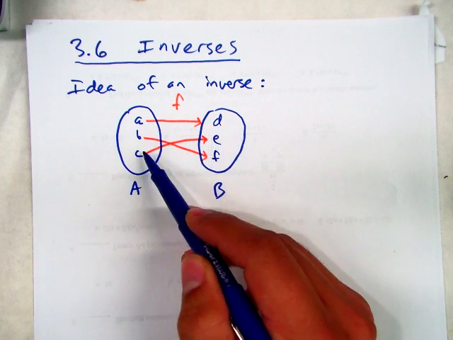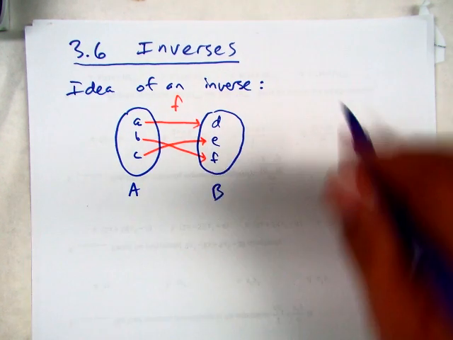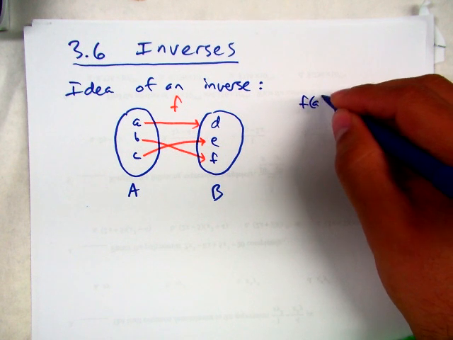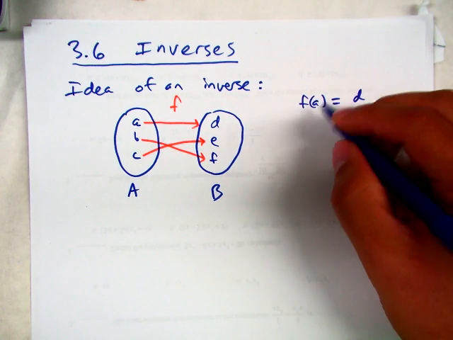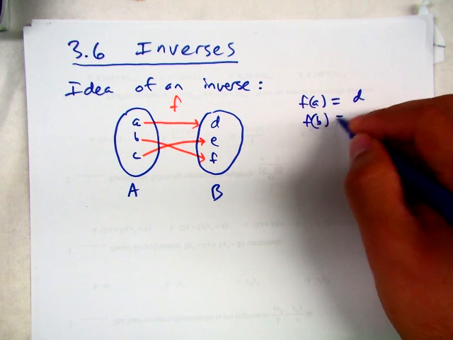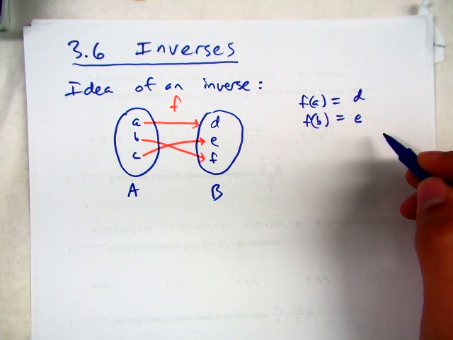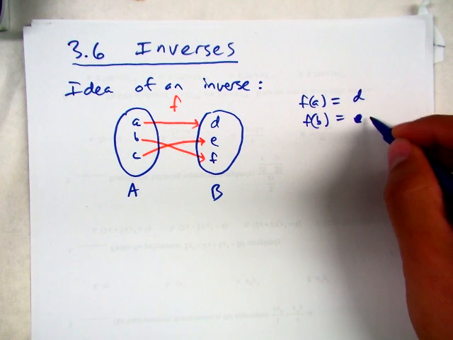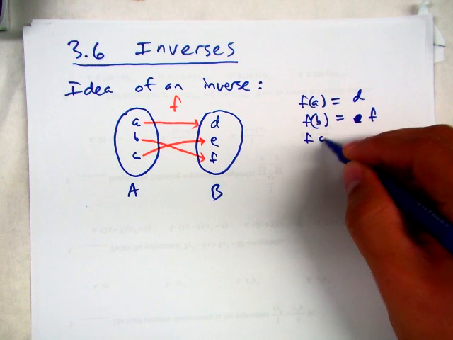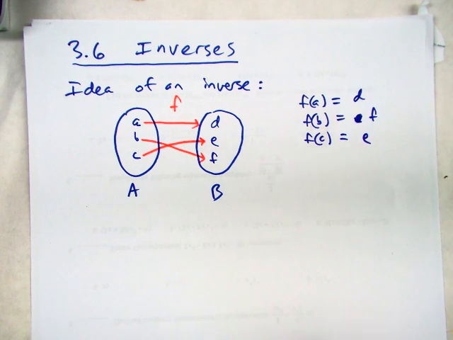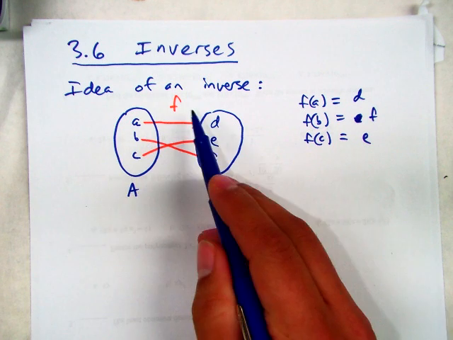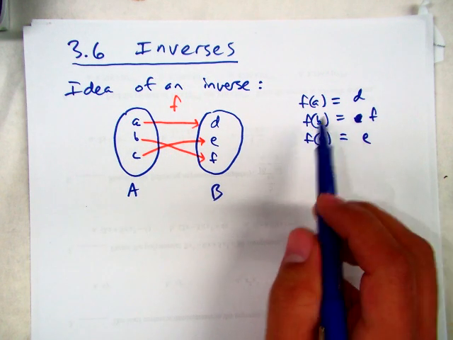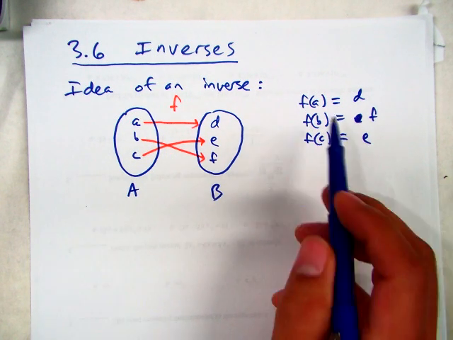In other words, f of a would equal what? D. F of b in this case equals E. Oh no, I messed it up. You're right. F. And then F of C is E. Okay, so that's what F does. It takes A, B, and C and gives you outputs of D, E, F. But sort of switched here as I messed that up.